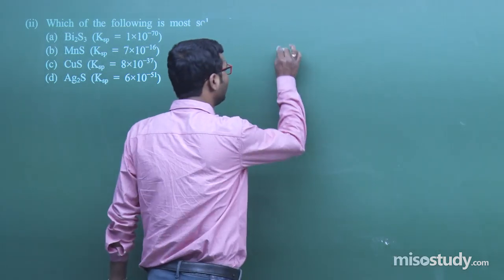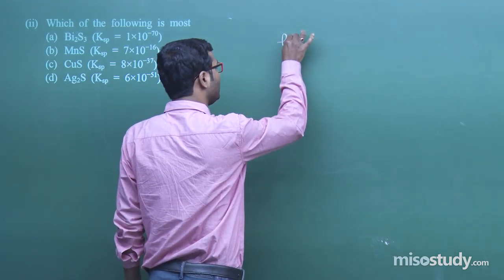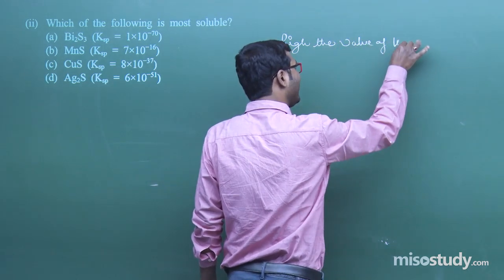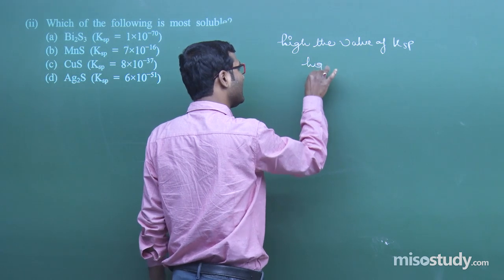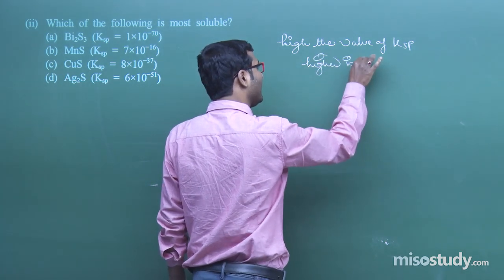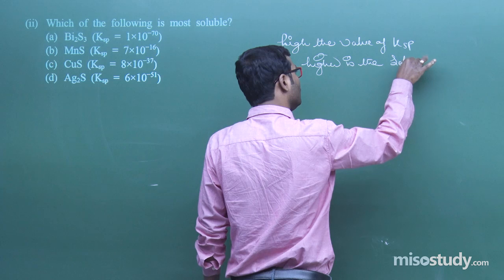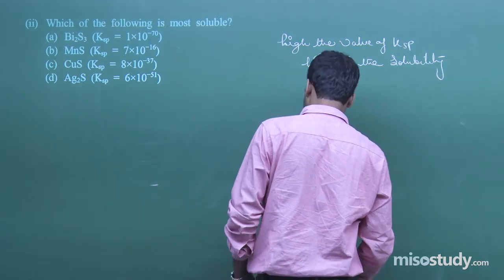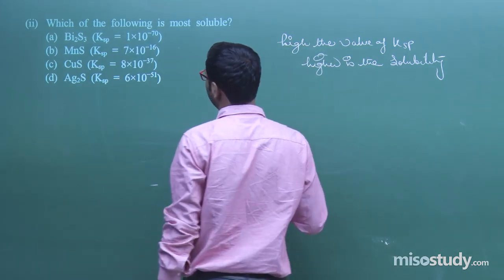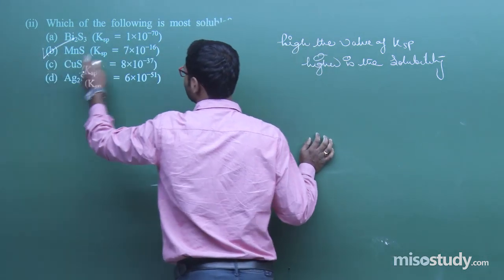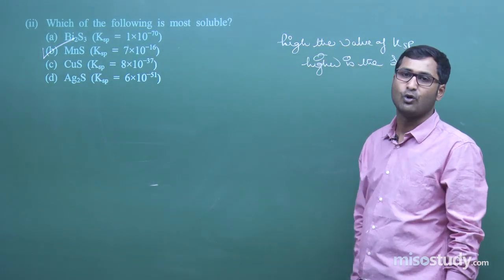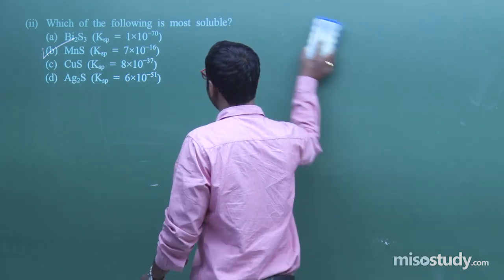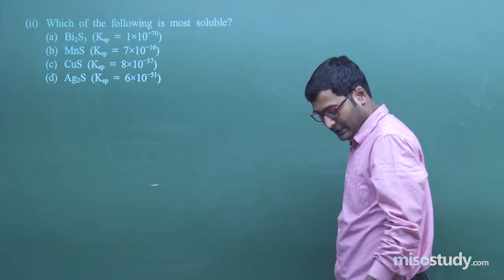As we know, the higher the value of KSP, the higher is the solubility. Again I am repeating, the higher the value of KSP, the higher is the solubility. Which will have a high value of KSP? We find that MS has a high value of KSP, so it is most soluble. This is a simple and plain theory based question. Now I am going to rub this part and let's move to the next question.